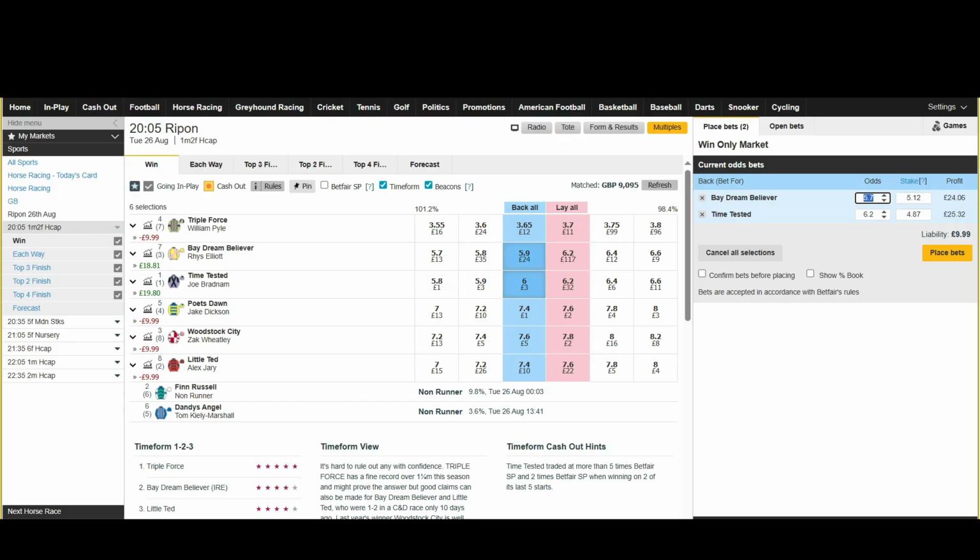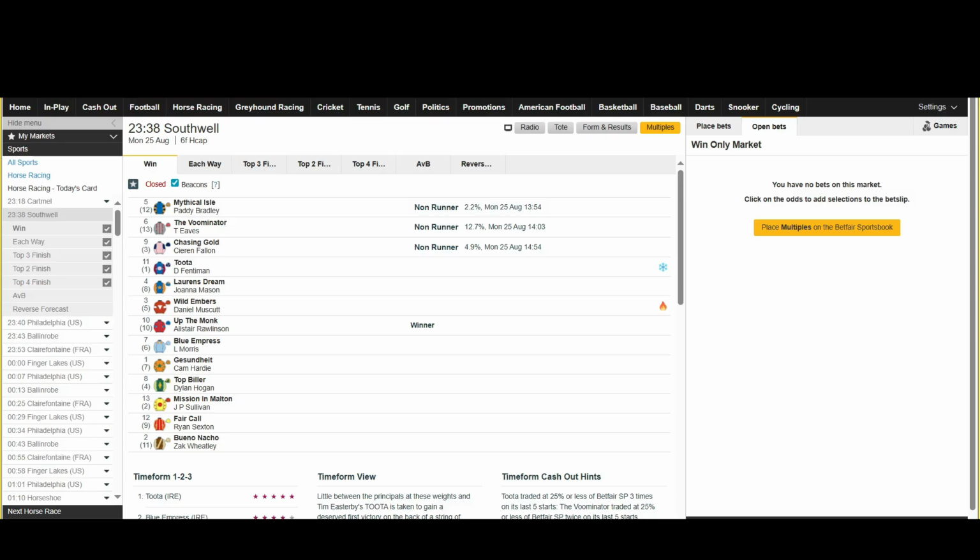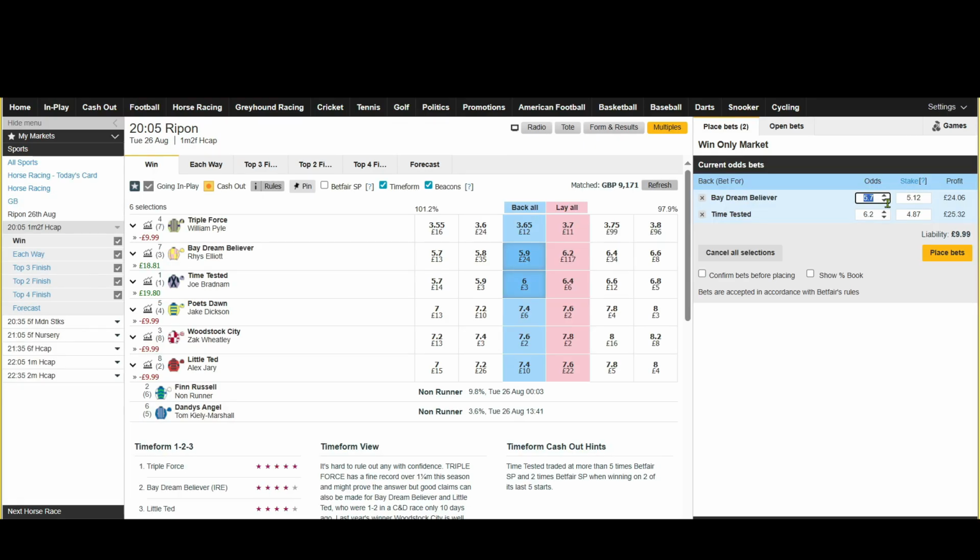But if you use a Dutching calculator, you know exactly your stakes, pop them in individually, and as soon as they're on, bang. Because when you're doing 2 at the same time, sometimes something moves out, moves in. So I just prefer to do them 1 at a time. But you can use a Betfair stake calculator. It's probably quicker, but I just prefer to do it this way, individually.